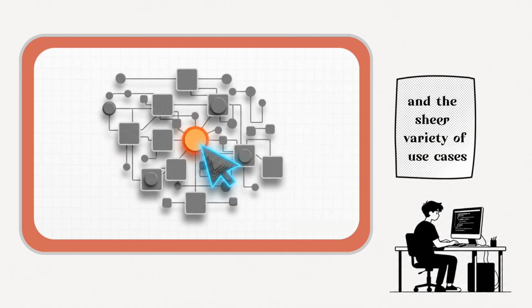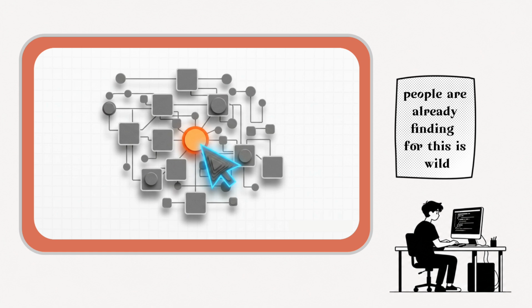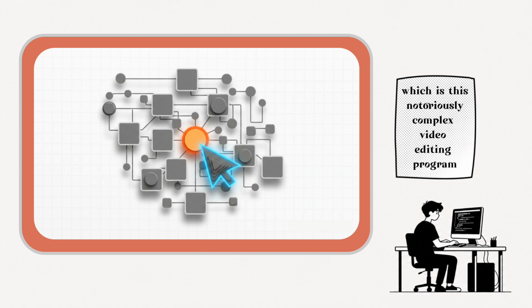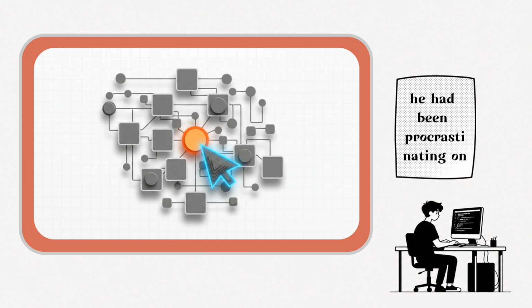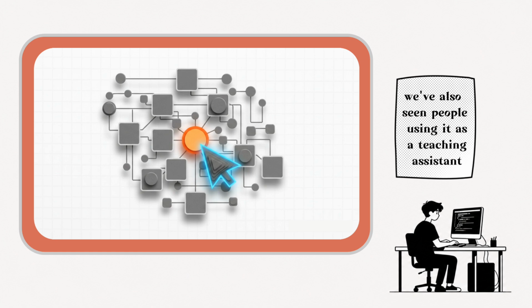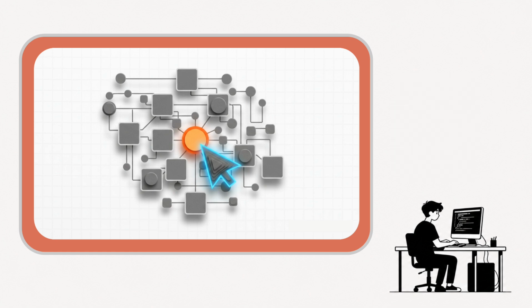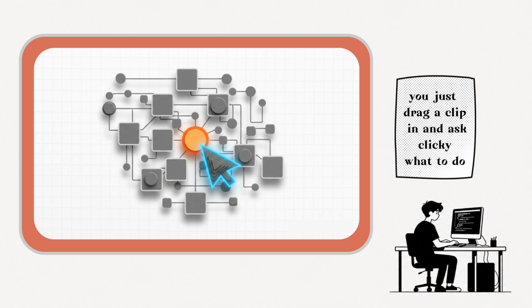And the sheer variety of use cases people are already finding for this is wild. In the original viral demo, Farzaa actually used Clicky to help him learn DaVinci Resolve, which is this notoriously complex video editing program he had been procrastinating on. We've also seen people using it as a teaching assistant for design tools like Figma. Instead of scrubbing through a tutorial, you just drag a clip in and ask Clicky what to do. In Farzaa's video, Clicky pointed right at the specific color grading note he needed. It was brilliant. Although, hilariously, the AI confidently recommended a Sony color profile for a Blackmagic camera clip. So, it is a super helpful friend, but occasionally a slightly confused one.